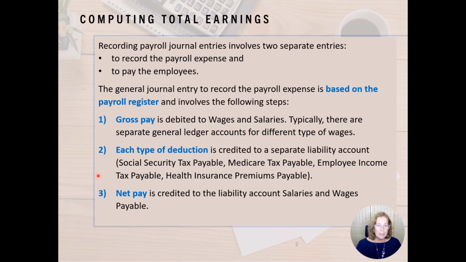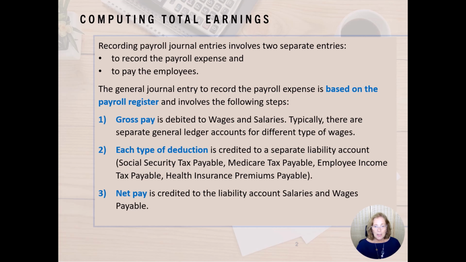There could be additional liability accounts that are credited, such as 401k and dental and vision premiums payable, as well as union dues and donations payable. Basically, we're recording everything withheld from the employee's check as a liability because it will be paid later to government agencies and other payers. The third step is that the net pay is credited to the liability account, salaries and wages payable. It will then be paid to the employees.